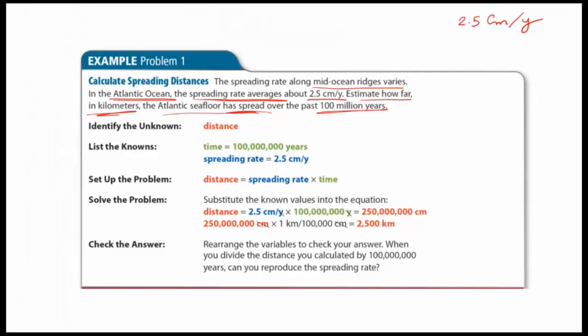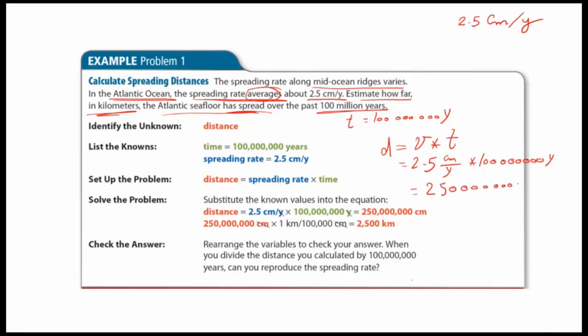So in the last 100 million years, I want to see how far it spread. So I need to find the distance if the time is 100 million years. We will use a very simple equation: distance equals speed times time. Because here it says it's an average, we consider it a constant speed. 2.5 centimeters per year times a time of 100 million years. This gives us 250 million centimeters.